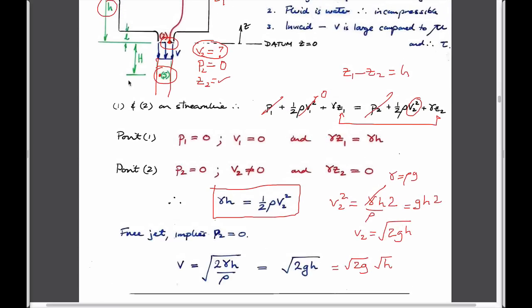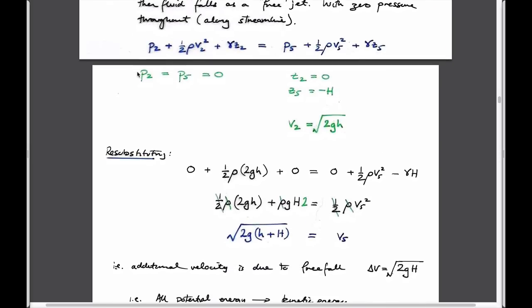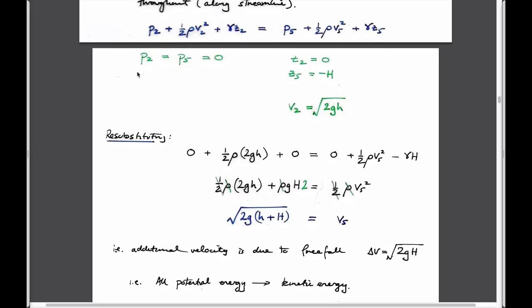what are the conditions? Pressure here will be 0. The velocity here won't be velocity 2, but velocity 5. And we know the elevation of this, which is a different elevation. If we go through that, we'll end up being able to calculate it at this lower point. I won't do the calculation.